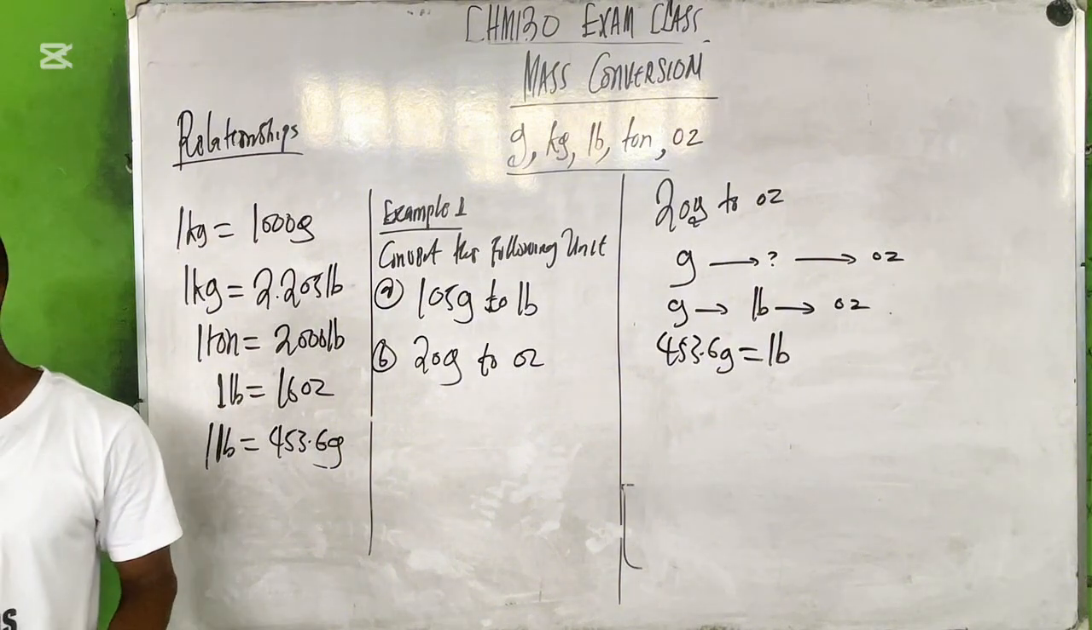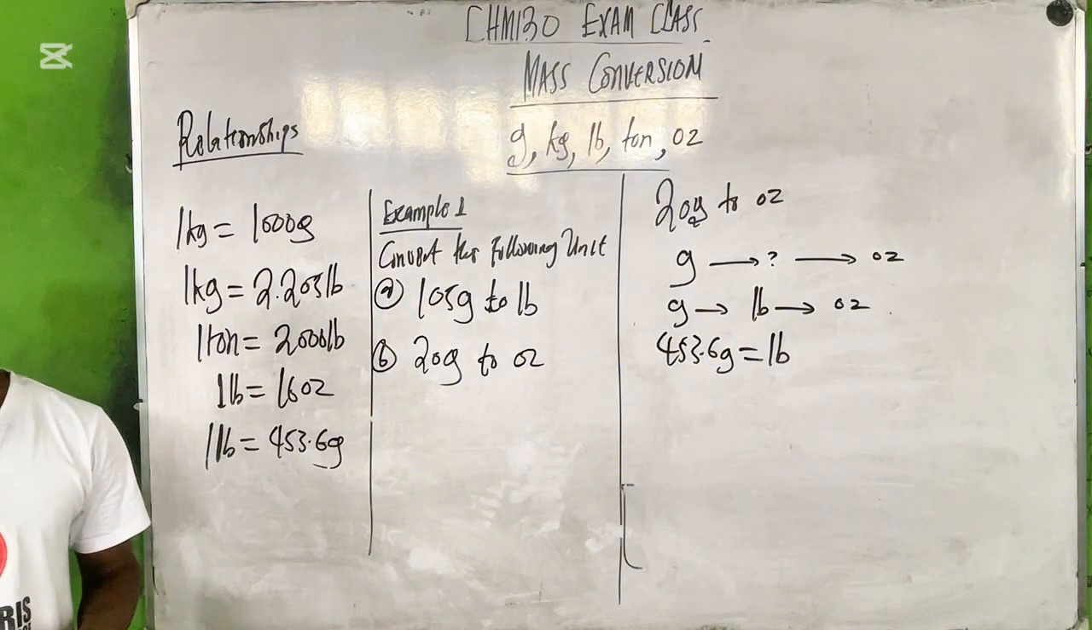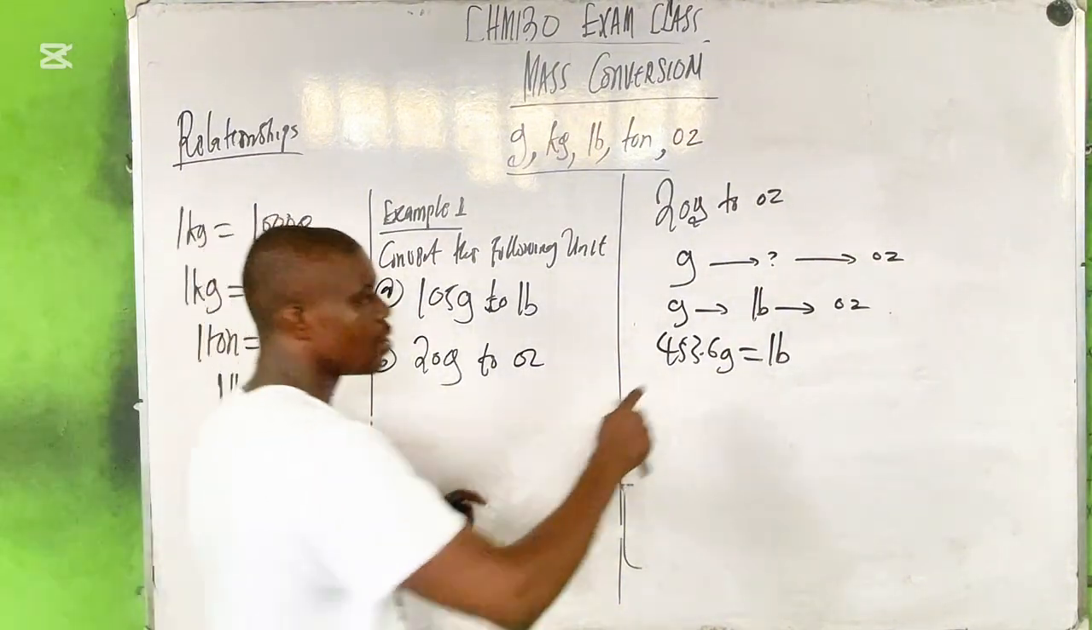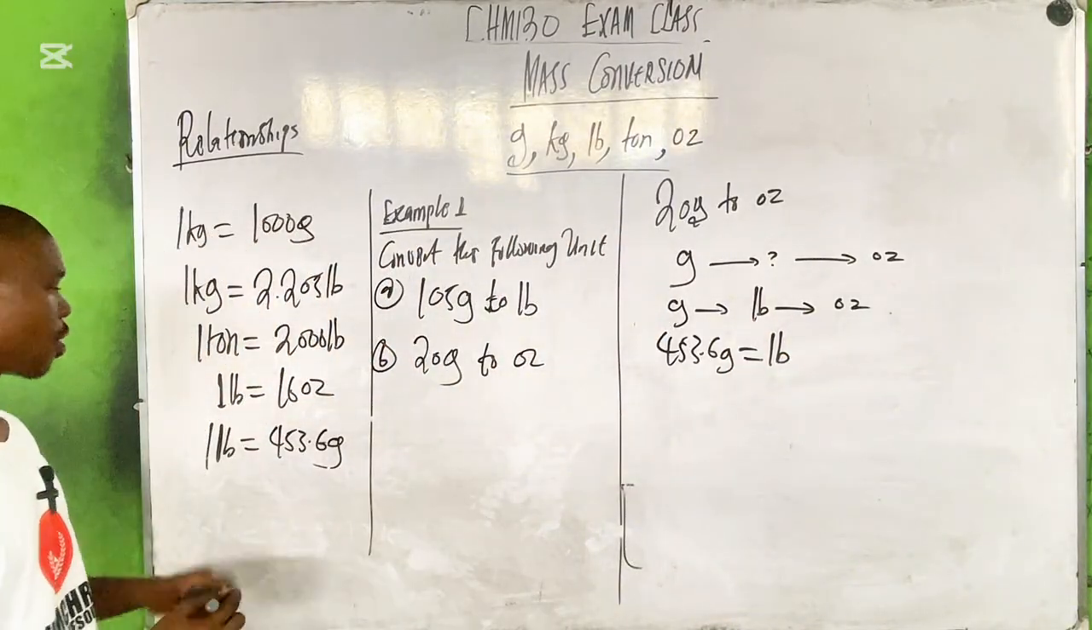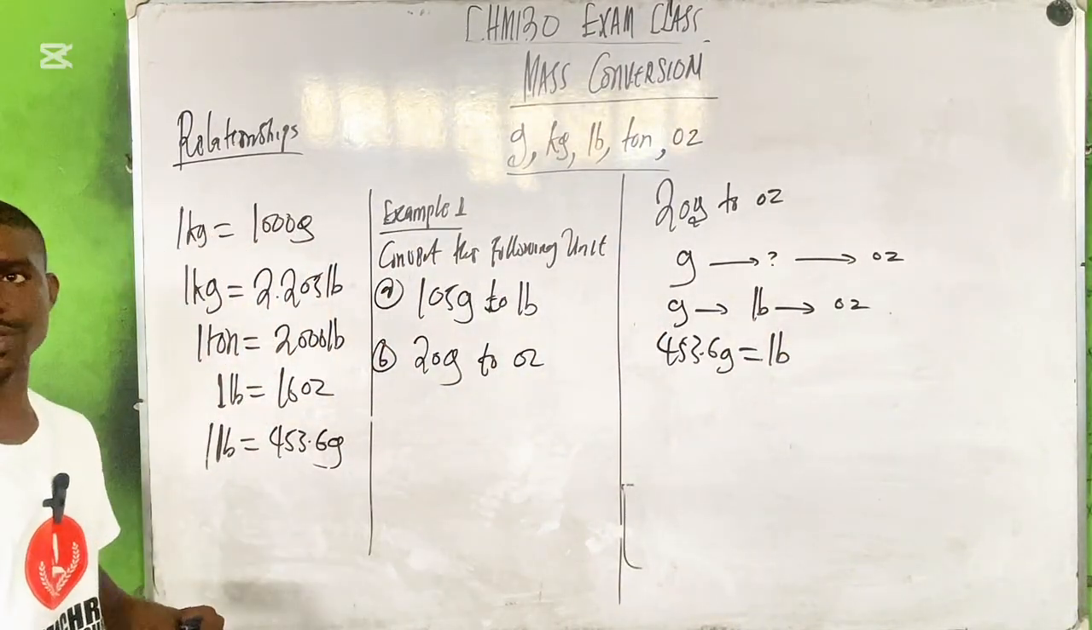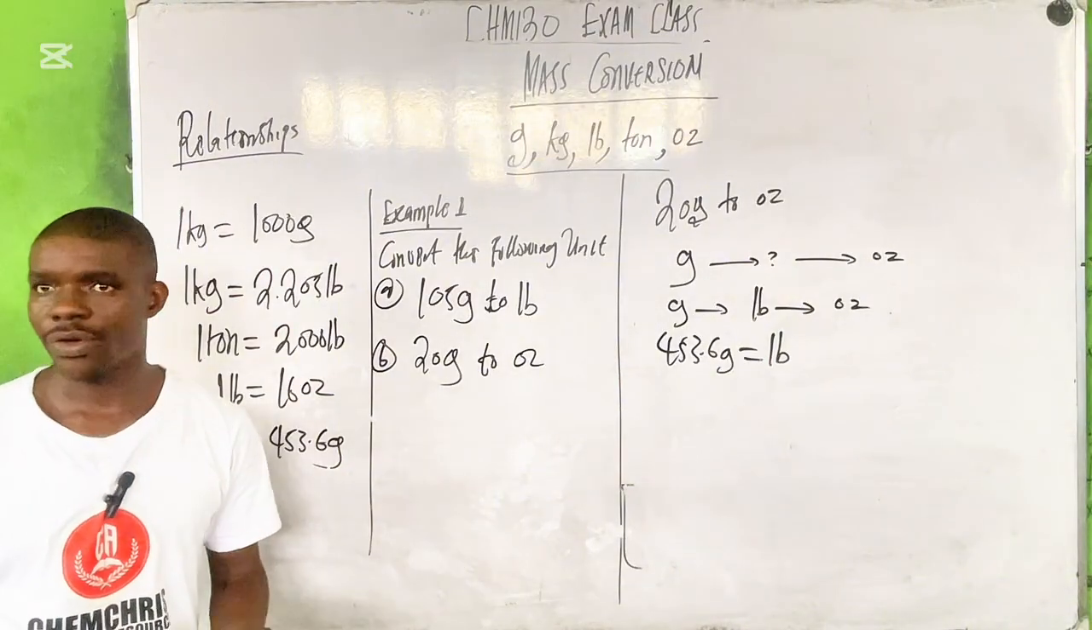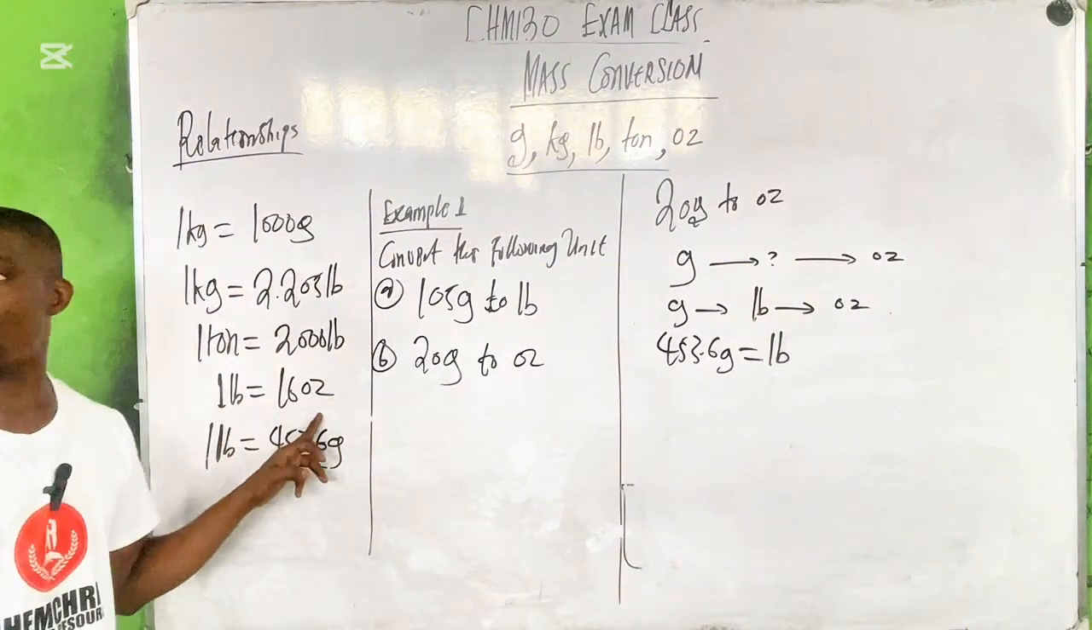Are we together? Is it clear? Then, what is the ratio between pounds and ounces? 1 pound equals to what? 16 ounces. Is it clear? 1 pound equals to what? 16 ounces.